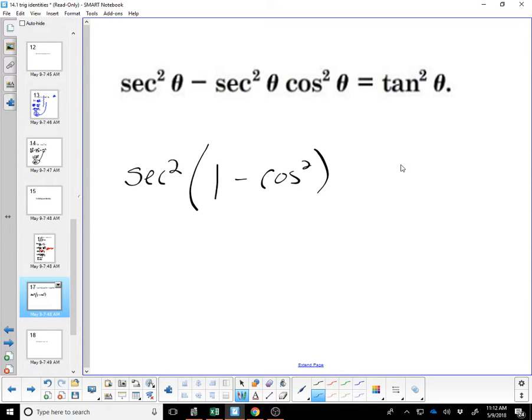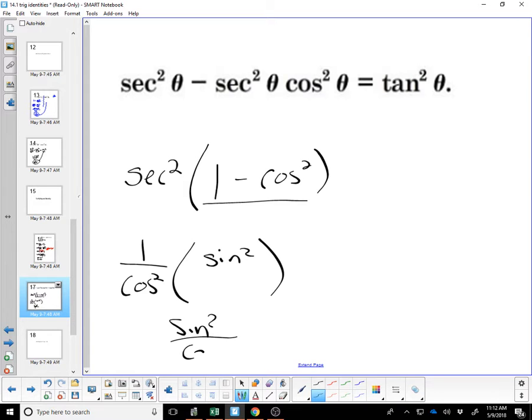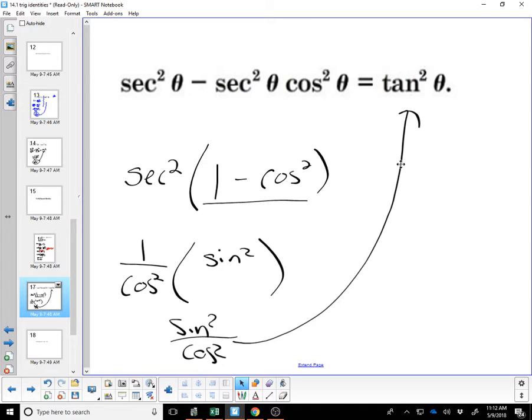Do you guys remember what I did with 1 minus cosine squared? What did I convert that into? Sine. So this is, and I'm going to go ahead and convert this as well, because secant is 1 over cosine squared, and then I can convert all this into sine squared. Oh, look at that. Sine squared over cosine squared. That was easier than some of the other ones, wasn't it?